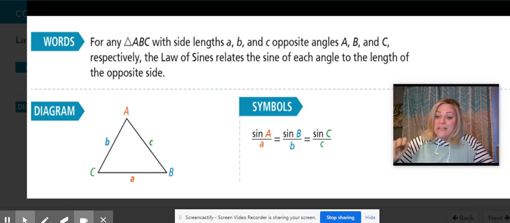And the cool thing about this, it works for every triangle. It does not have to be a right triangle. In fact, if it's a right triangle, just use Pythagorean theorem or just use the regular sine, cosine, and tangent. You don't need that. But when it's not a right triangle, you're going to want to use the law of sines. I hope that helps.